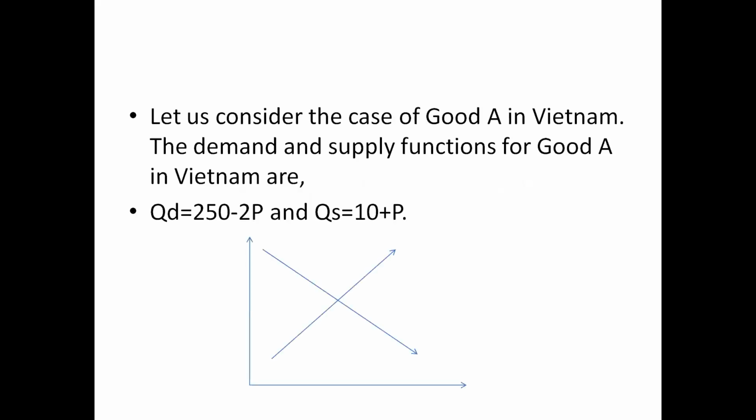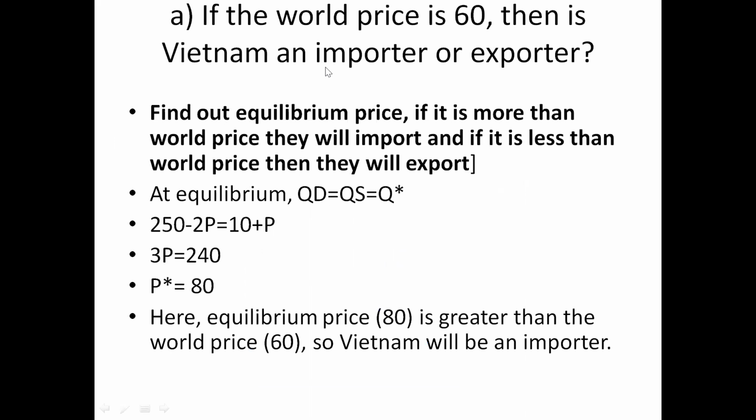So let us consider the case of good A in Vietnam. The demand and supply functions for good A in Vietnam are given. This is the demand function, QD equals 250 minus 2P, and this is the supply function, QS equals 10 plus P. If the world price is 60, then is Vietnam an importer or exporter?